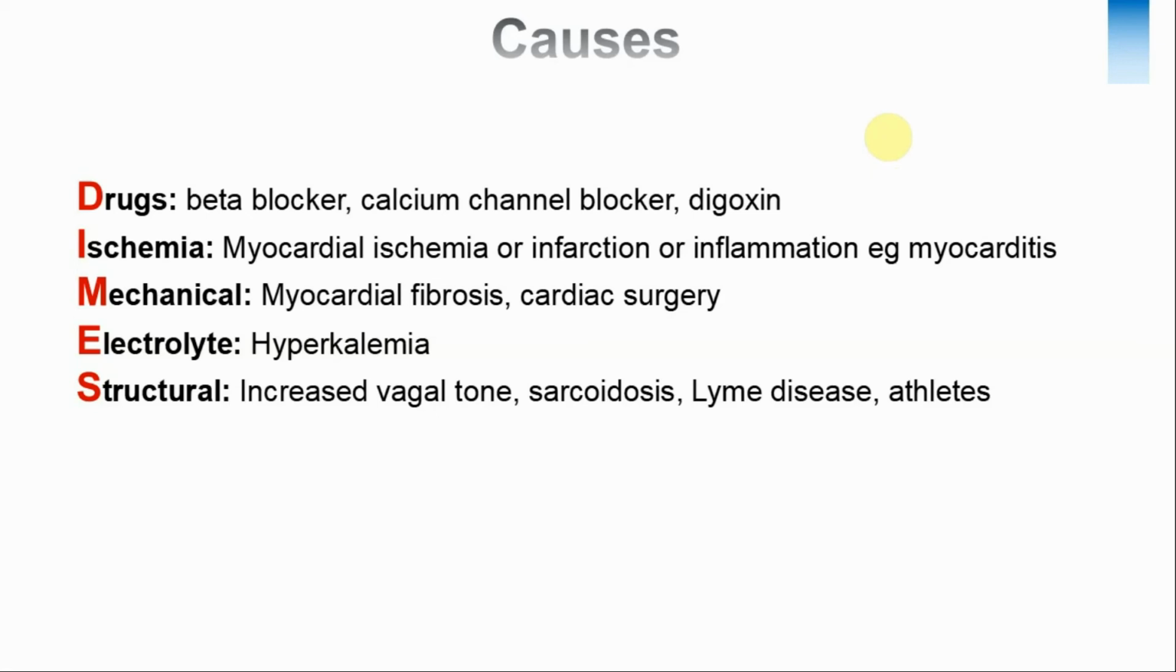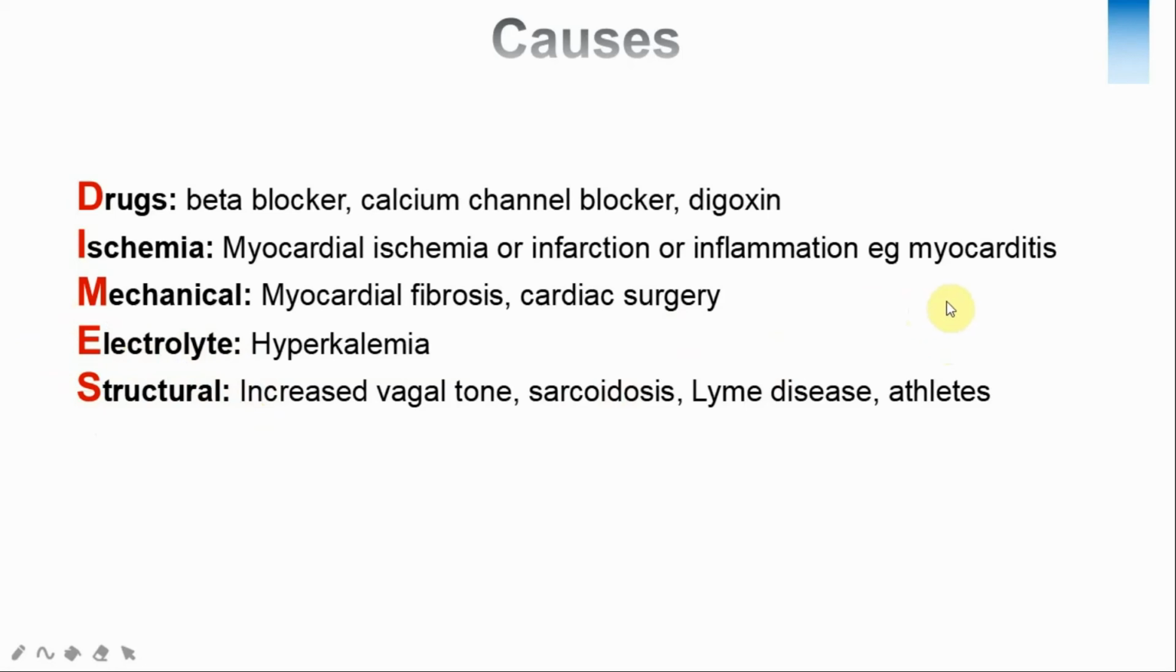DIMES mnemonic. Here, D stands for drugs, I for ischemia or inflammation, M for metabolic or mechanical, E for electrolytes, S for structural. This mnemonic can be used anywhere and everywhere.